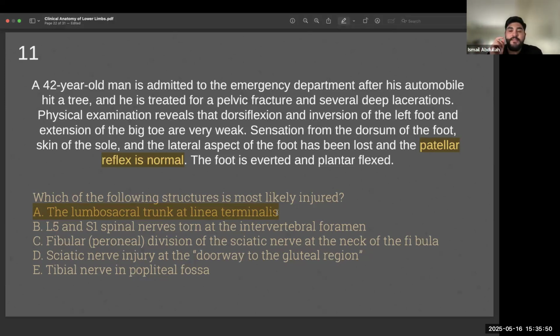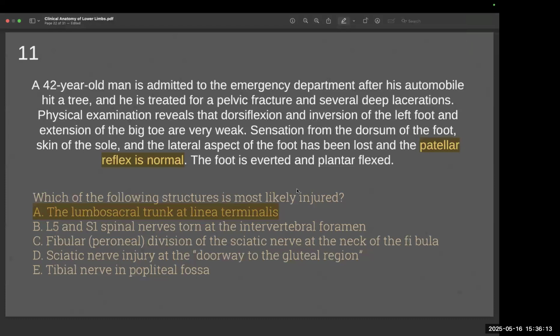It's very important, especially in the upper and lower limbs, to know the levels and what exactly comes out from each level, what kind of nerve. This is very, very important. I feel this question highlights that importance. So, did you get it?